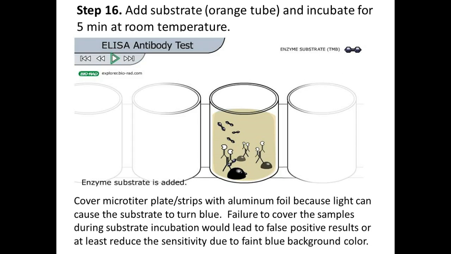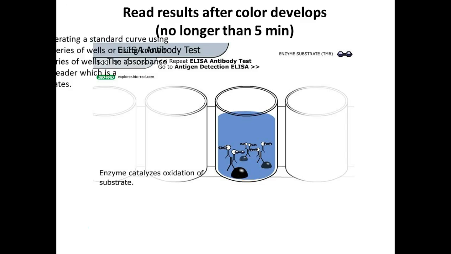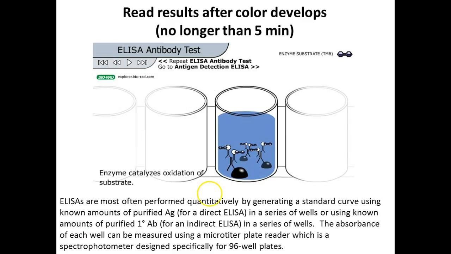There should be some foil in your racks. This is light sensitive, so just cover it up after you add your substrate for about a minute and then take a peek. And you'll get a blue color if it's positive, if all these things are present. No longer than 5 minutes. Literally within a minute, we usually see the color change.